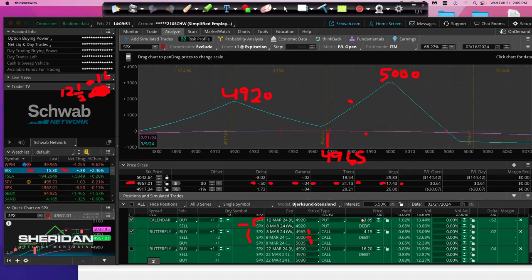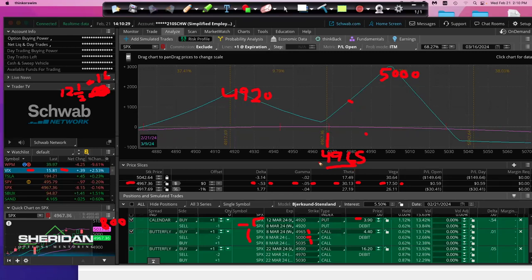The cost of this, I try to get the calendar and the butterfly about the same cost. They're both about $4. So this is about an $800 trade. Any questions, not on the risk management yet, but on the logistics of what the heck I did? Yeah, I took the current price, went up about 40 points. We've moved a little bit, but 40 is the goal from where we were at 49.60 when I looked at this earlier. So about 40 points up, 40 points down.